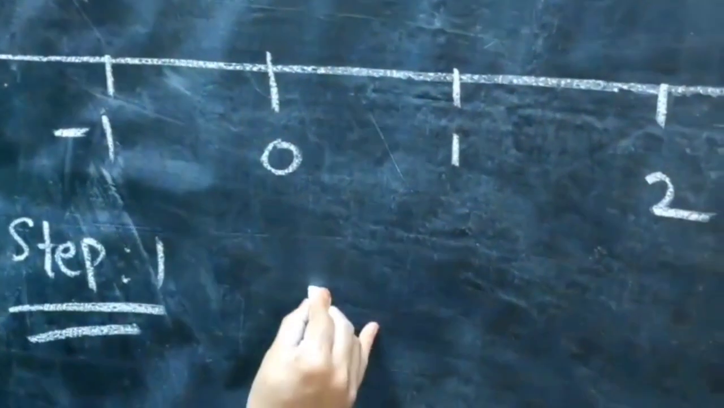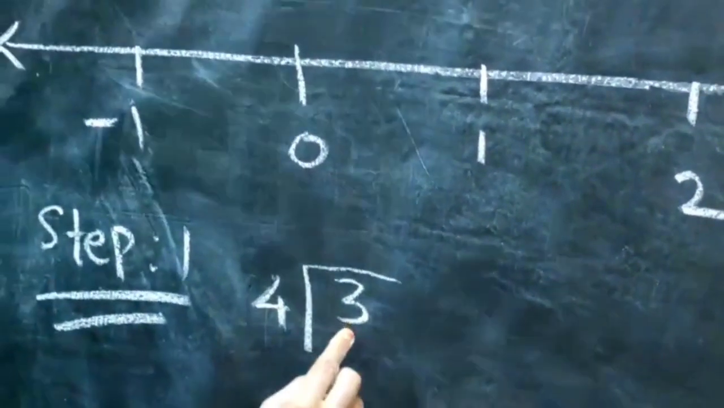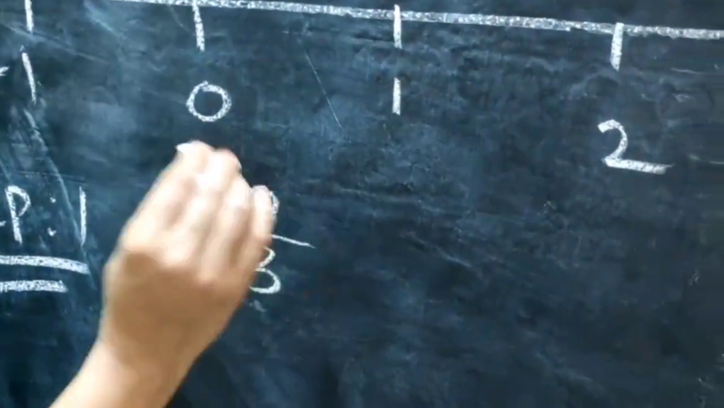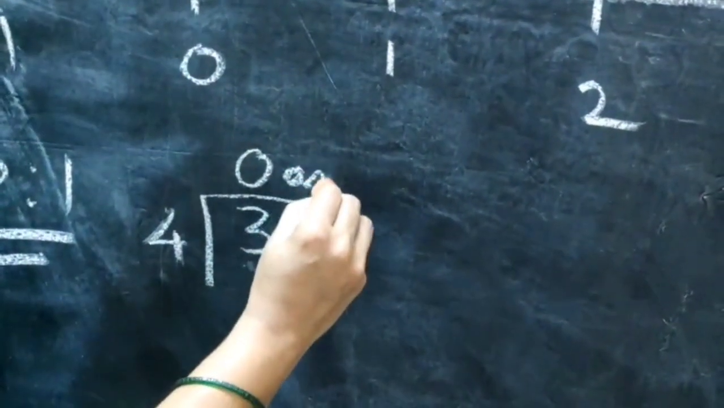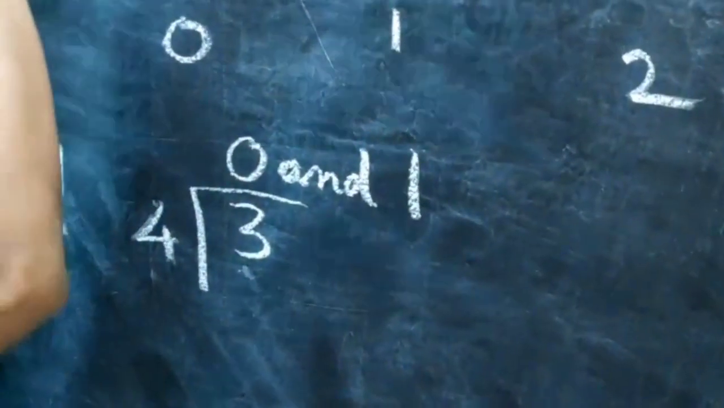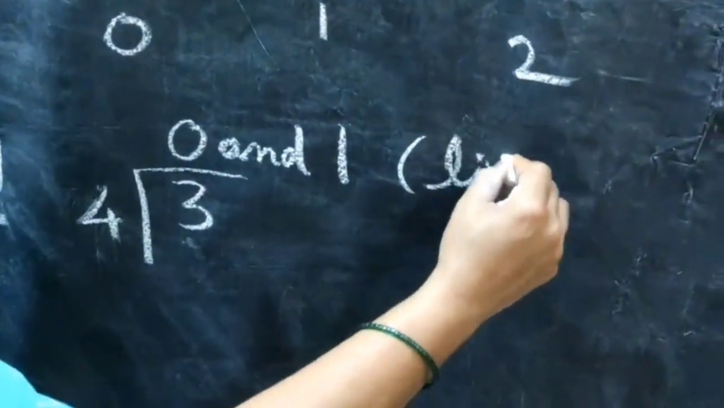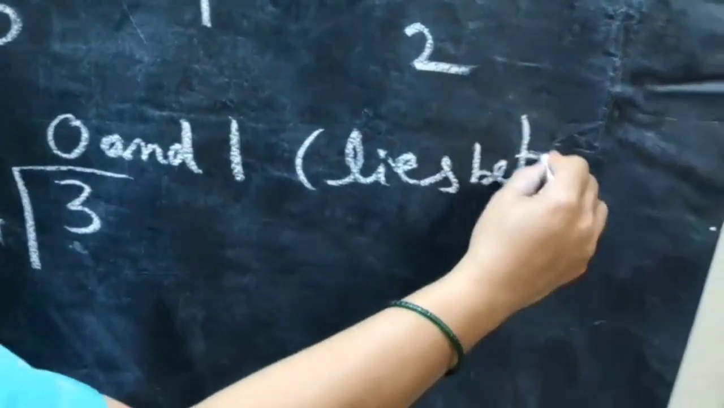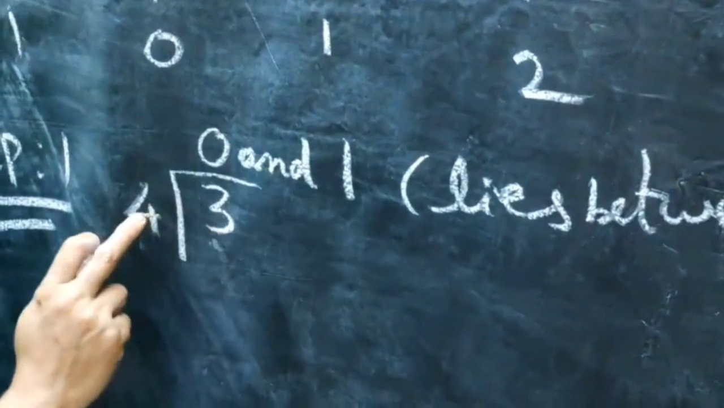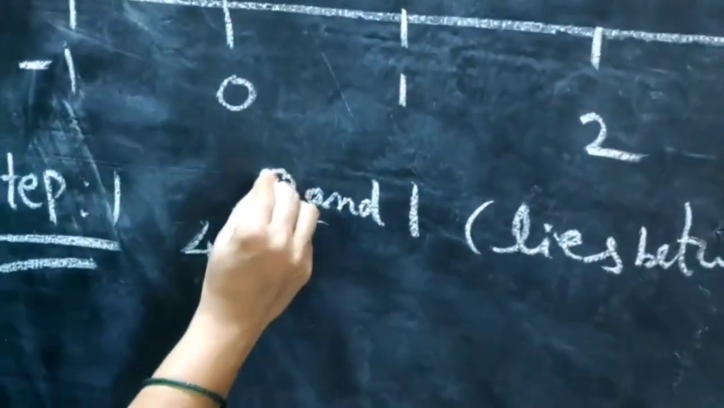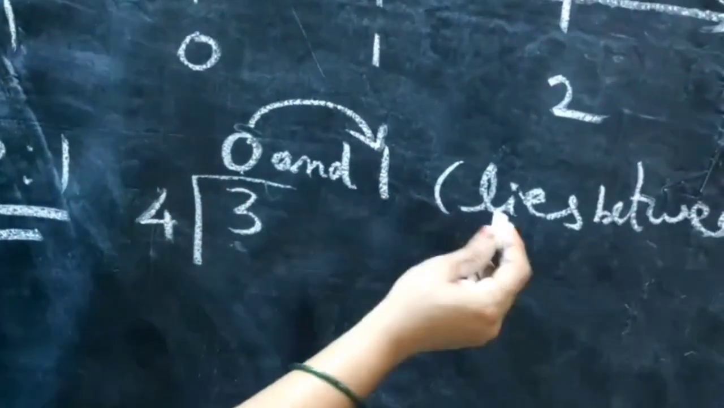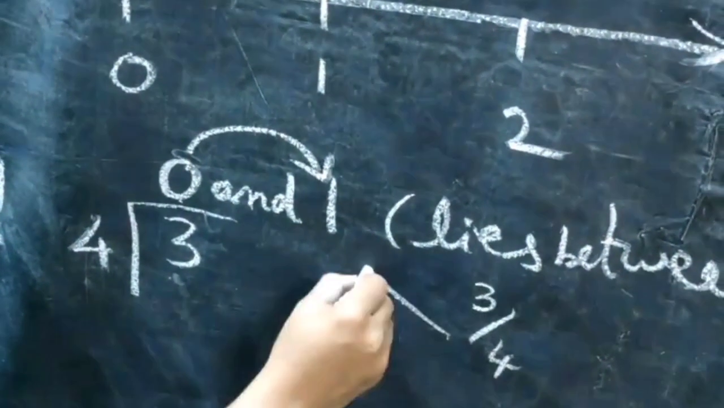Step 1 of the sum: 3 by 4. Divide 3 by 4. This is the dividend, this is the divisor. Is it possible or not? No. So write 0. After 0, what do you write? 0 and 1. Immediately write 0 and 1. See, 3 by 4 lies between 0 and 1. So first step, 3 divided by 4 is not possible, so write 0. The next number is 1. So 0 and 1. 3 by 4 lies between 0 and 1.